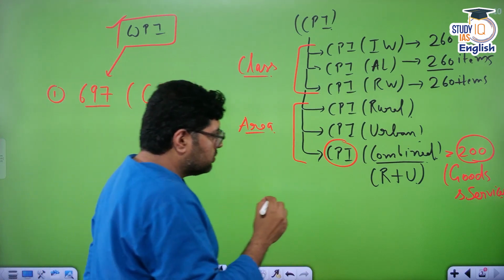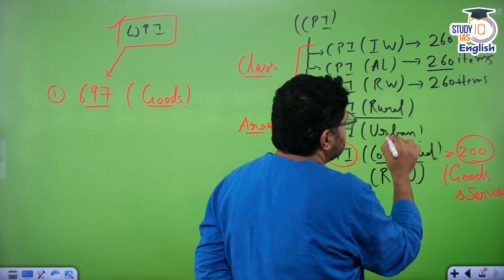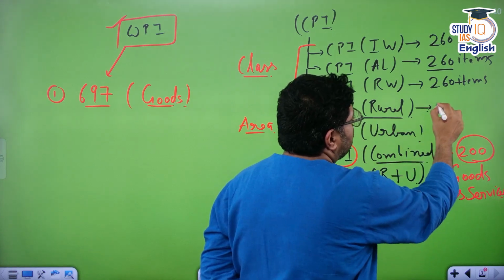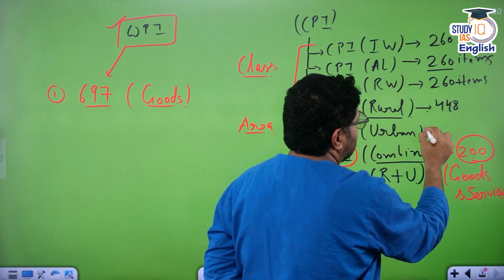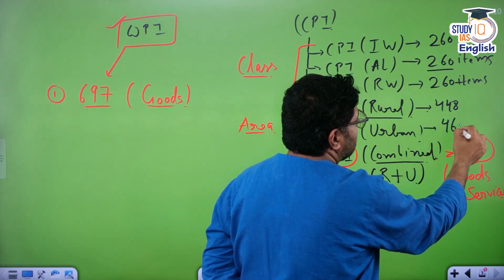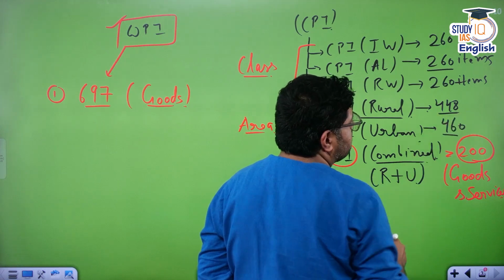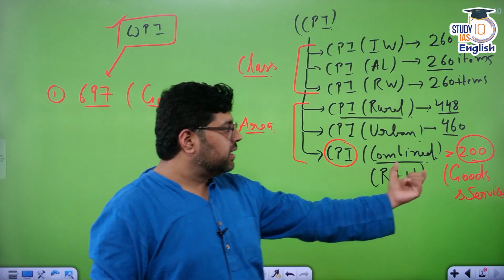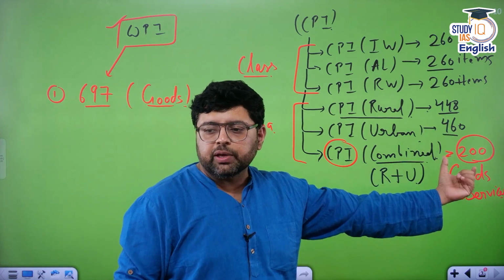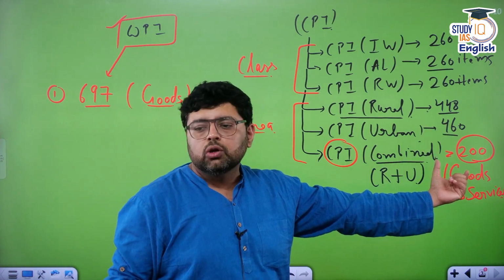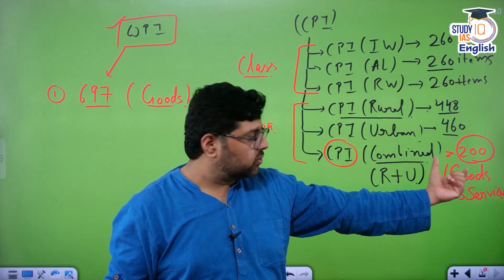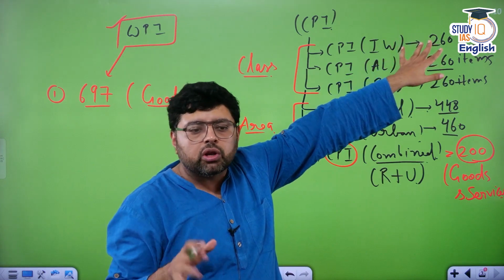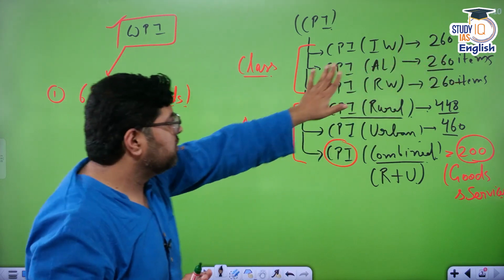Now, CPI rural has 448 items and CPI urban has 460 items. Clear? Again, no need to remember these. CPI combined is basically an average of CPI rural and urban, and it comes out to be 200. So basically it is a weighted average. You just have to remember this 200. The above numbers you need not remember, but for your curiosity I have mentioned them here.